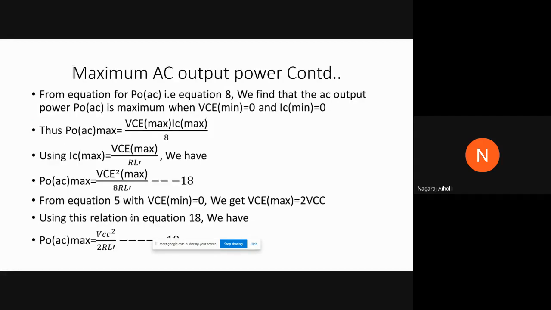Next, let us continue with the maximum AC output power. From the equation for maximum AC output power, that is equation 8, we find that the AC output power P naught AC is maximum. When it will be maximum, that we have to find out. Okay, let us go to equation 8 in the AC analysis of transformer coupled class A amplifier. Equation 8.